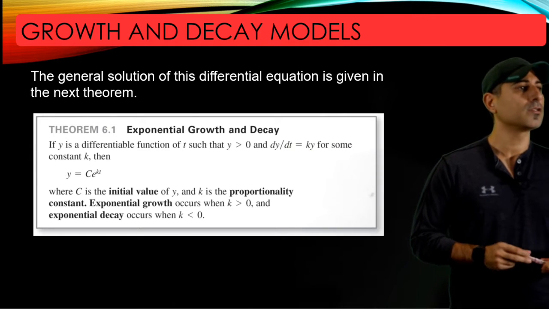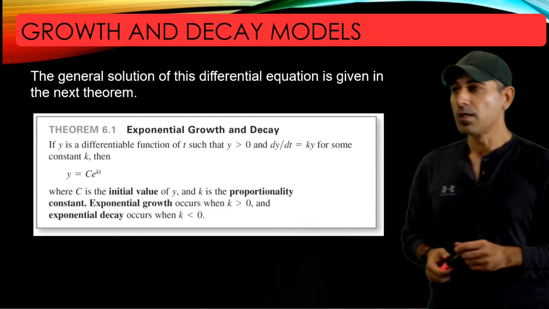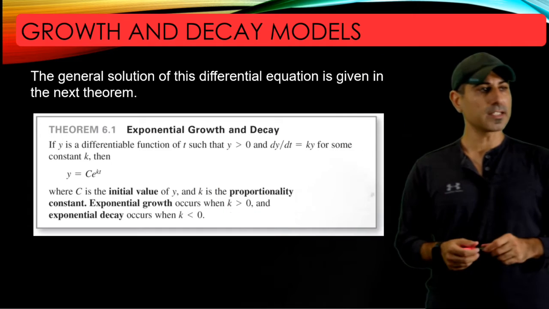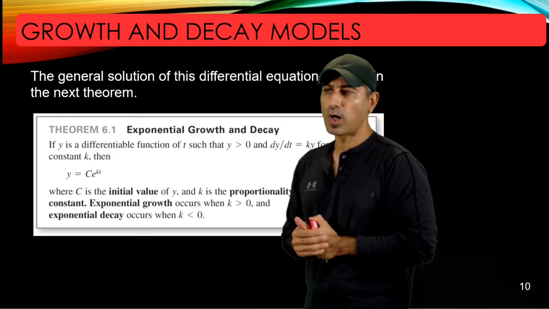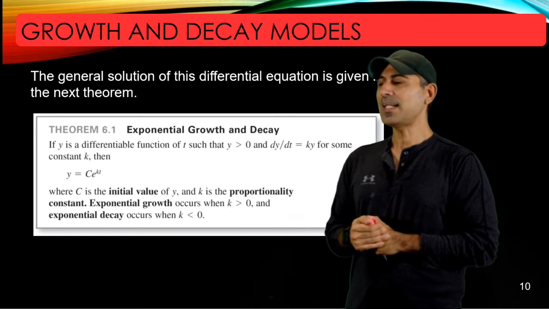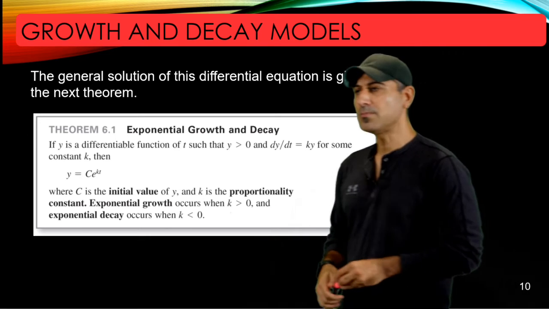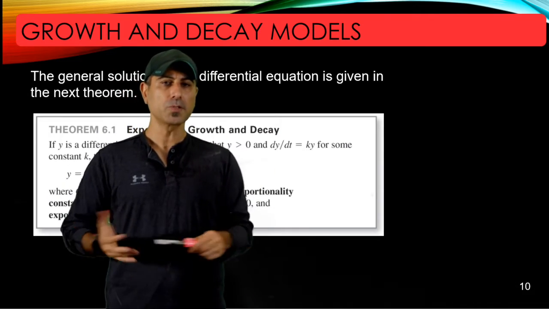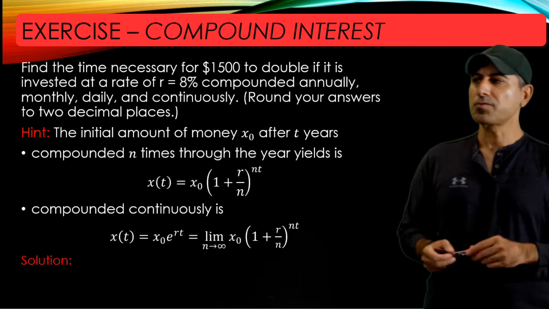And those differential equations, through the application of separation of variables, would have the general solution in the form of an arbitrary constant times the exponential kt. And here c is the initial value of y, and k is the proportionality constant. And depending on the sign of k, either you have the growth or decay problems. And I want to relate this to our application problem for compound interest. And let's just read the statement of the question.